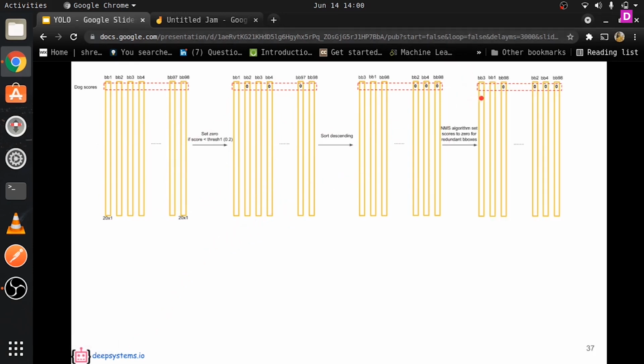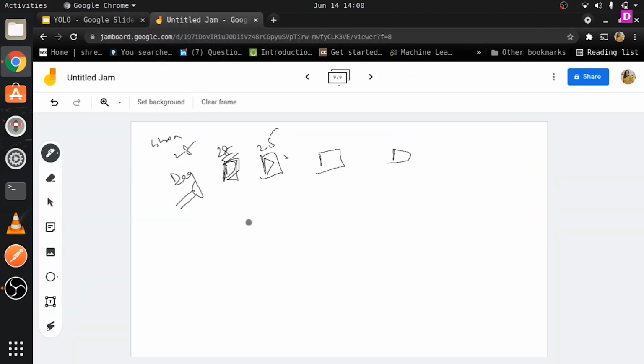So now what you will do is, you will do a non-max suppression algorithm. So non-max suppression algorithm basically is used to remove the redundant boxes. So redundant boxes, to remove this, you will be doing non-max suppression.